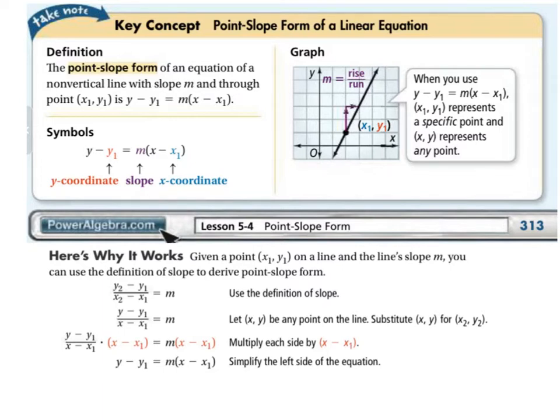And again, here's why it works down below, just for the fun of it. Given a point x1, y1 on a line and the slope's m, you can use the definition of slope to derive point slope form. So that's literally where it comes from, calculating the slope and then deriving that point slope form from that. So, all right, on the next one we're going to have some practice here.